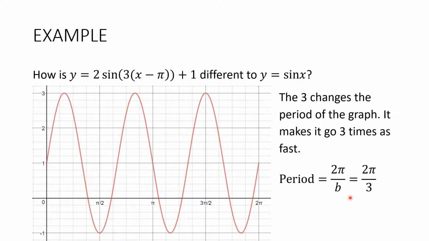Here's a useful little formula. The period is equal to 2 pi, that's the normal period for sine, divided by b. And b is the constant or the number that's in front of the x. So you can see how I've just divided there by 3.